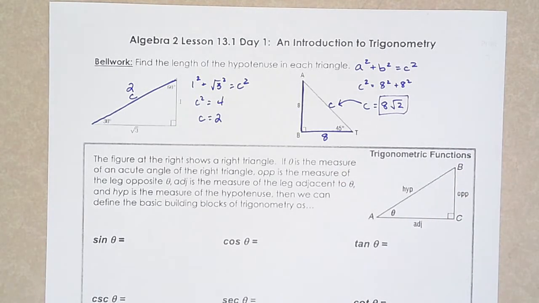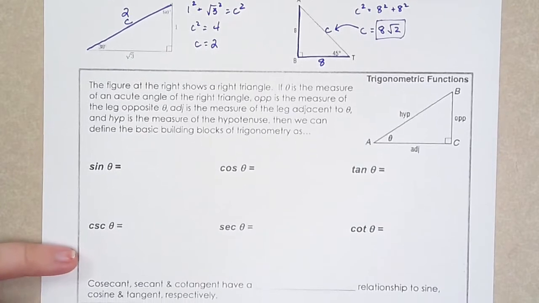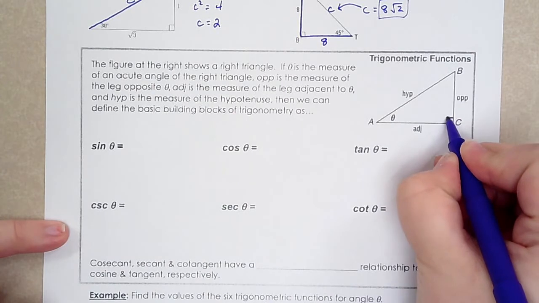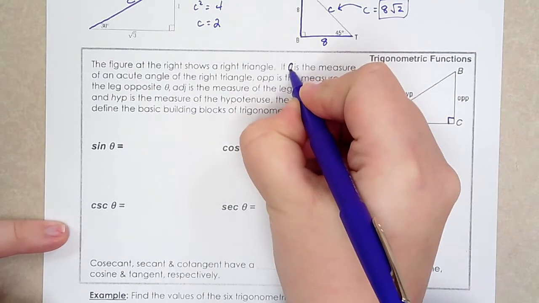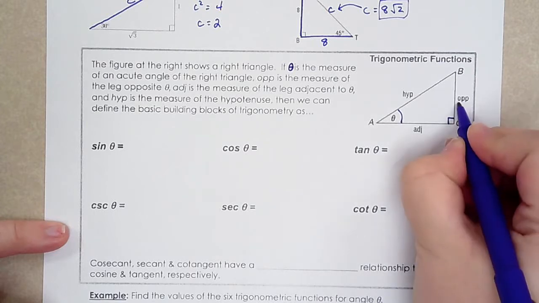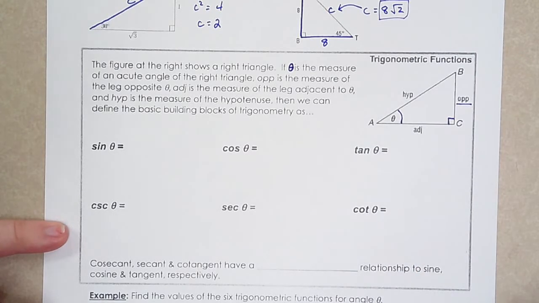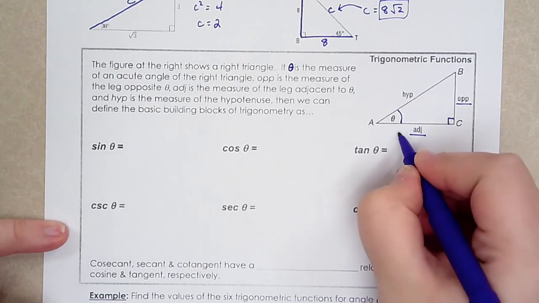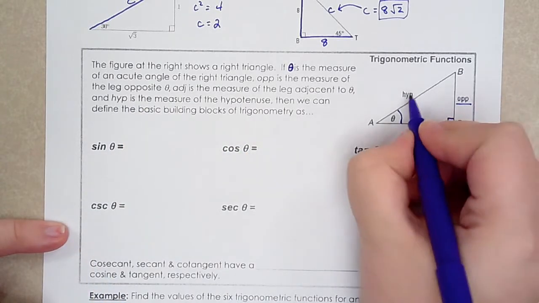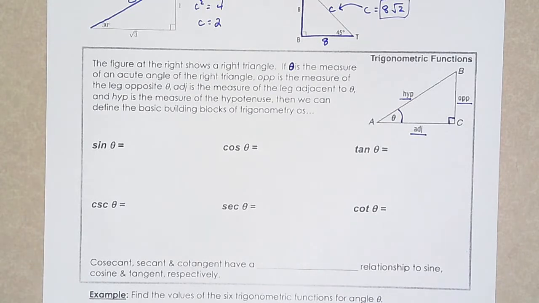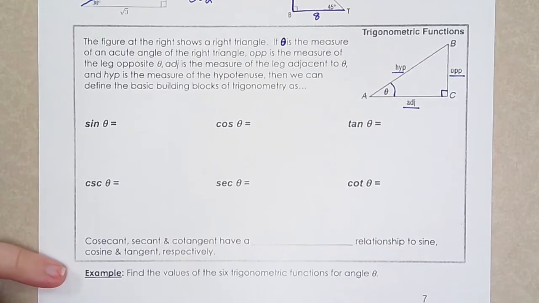All right, let's get a little bit more fancy now. We're going to start talking about something called trigonometric functions. The figure at right shows a right triangle. If theta, that little symbol, is the measure of an acute angle of the right triangle, opposite is the measure of the leg opposite theta, adjacent is the measure of the leg adjacent to theta, so right next to it, and hypotenuse is the measure of, well, the hypotenuse. And we can start defining the basic building blocks of trigonometry as these 6 items.